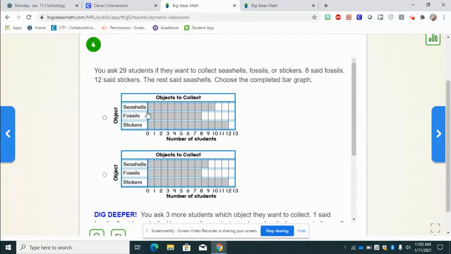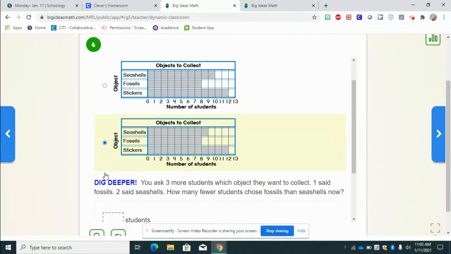All right, so let's look at our seashells here. And this one stops at the number 10. So that one is not correct. This one stops at the number 9. Fossils is 8. And stickers is 12. So 9 plus 8 plus 12 equals 29. So this one is correct.